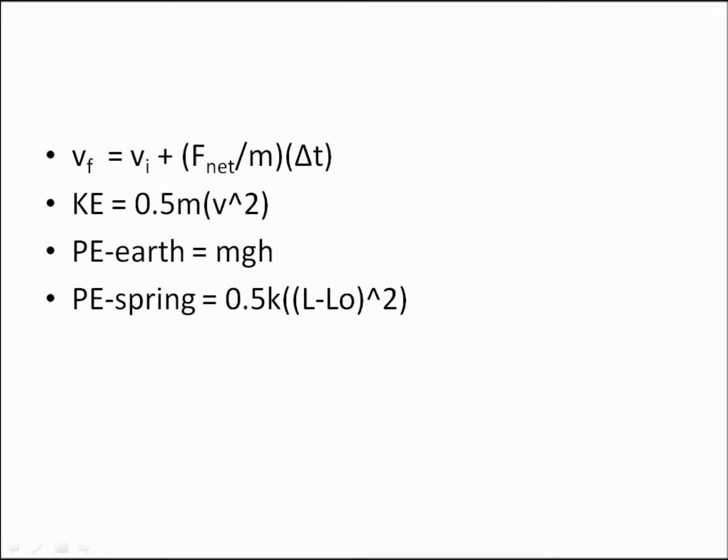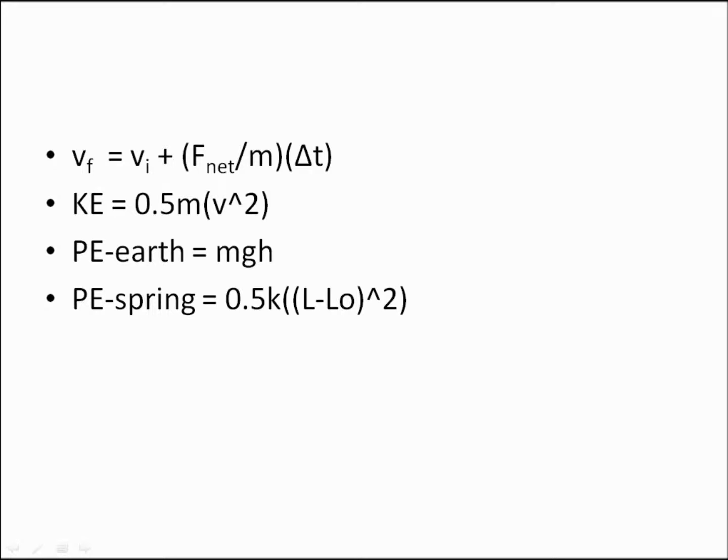Potential energy of gravity is equal to the mass of the object times g, the Earth's gravitational constant, times the height from the Earth. The potential energy of a spring is equal to 1/2 times the spring constant k, times the distance that the spring is from the relaxed length, squared.